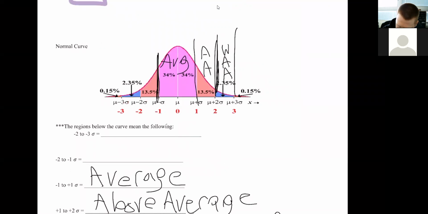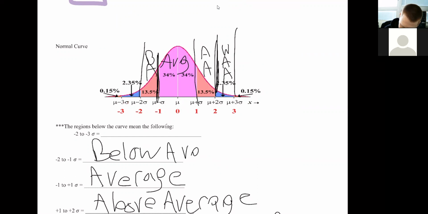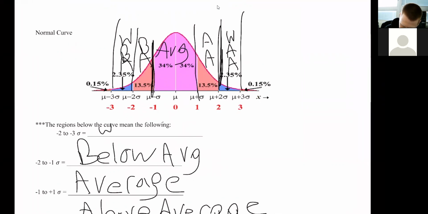Similar on the other side of our normal curve, between -2 and -1 on the bottom there, I usually call this section below average. And I'm just going to abbreviate average, AVG. If you're between -3 and -2, we say you're way below average. So similar to the other side, except you're smaller. We say it's way below, like it's less than the average instead of above the average.